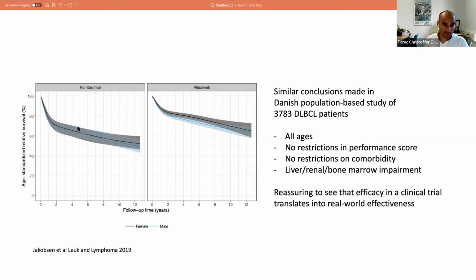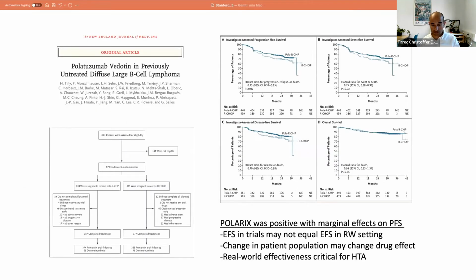This is the rituximab versus the no rituximab. It's clearly become much better after we had rituximab for these patients. So this really confirms that there is a significant benefit of adding rituximab also in the real world setting. But I think this was, of course, also a significant overall survival benefit that we saw in the clinical trial with rituximab versus no rituximab.